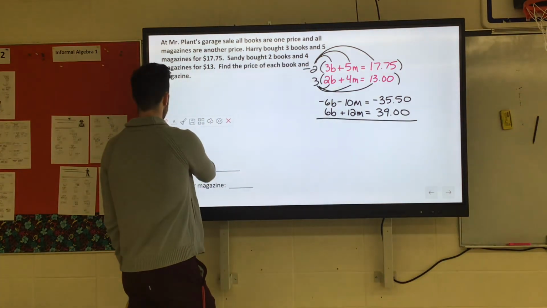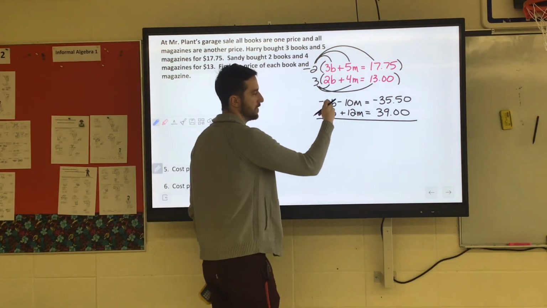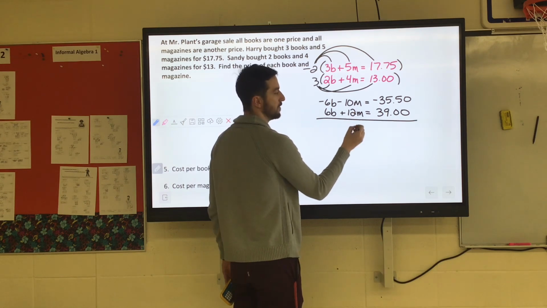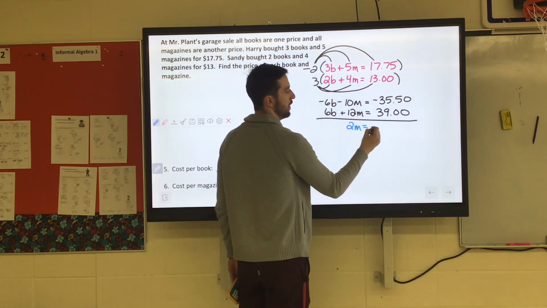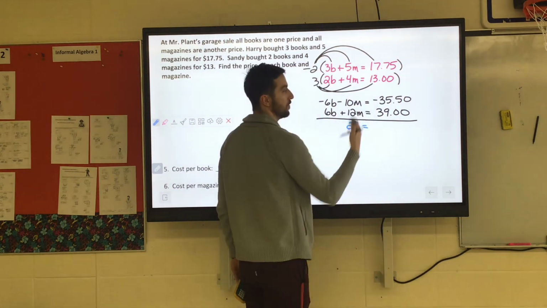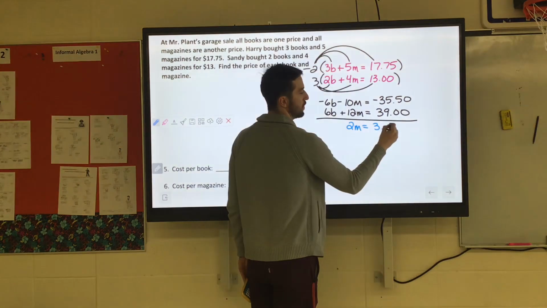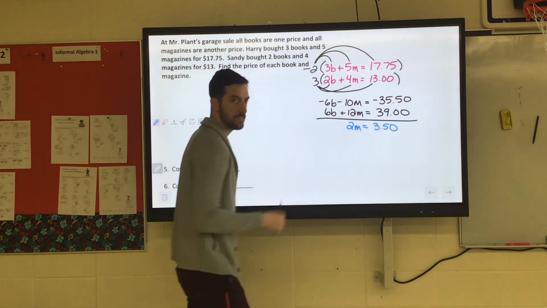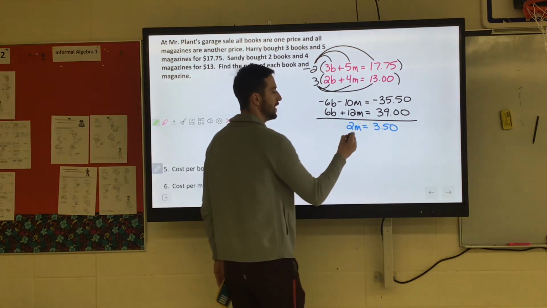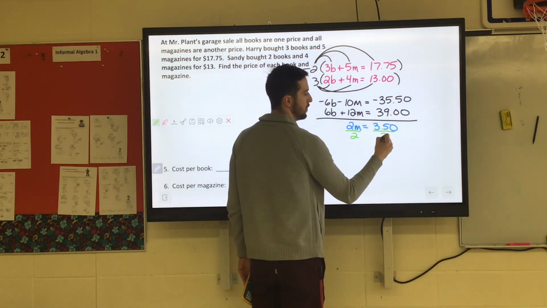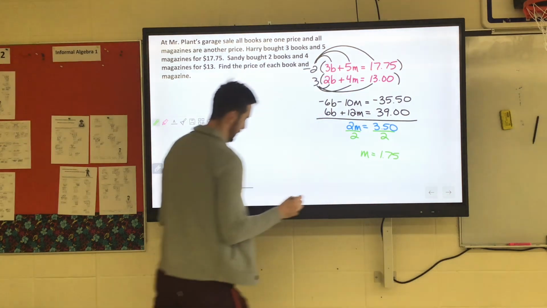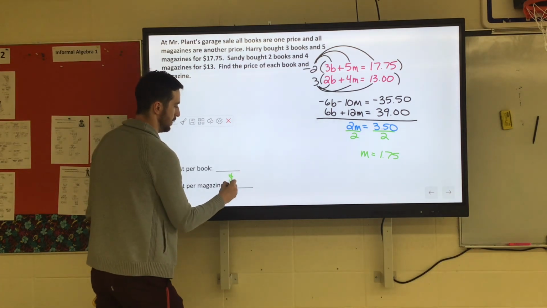If you look, the books are going to cancel out now. 6b and -6b. For the magazines, we have negative 10 plus 12, or 12 minus 10. That's 2 magazines. And then negative 35.50 plus 39, or 39 minus 35.50, would be $3.50. So we have 2 magazines equals $3.50. We don't want to know the price of 2 magazines. We want each magazine. So we'll divide it by 2, which means a magazine is $1.75. Cost of magazine, $1.75.